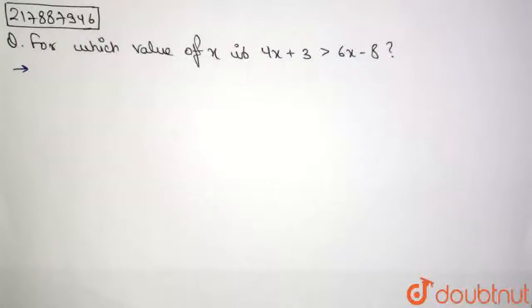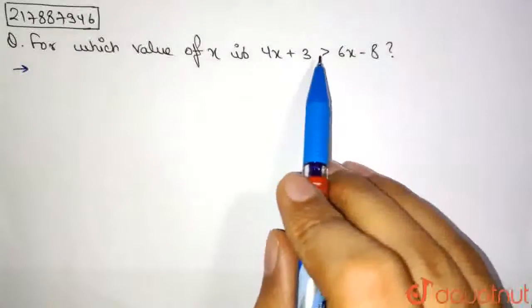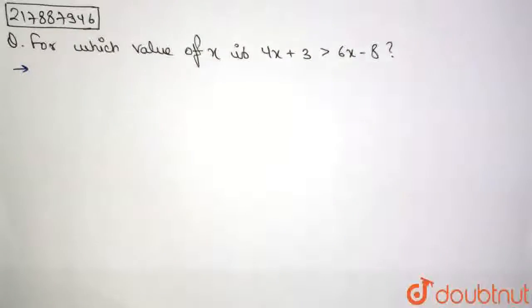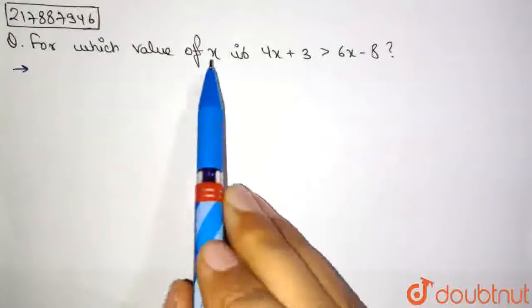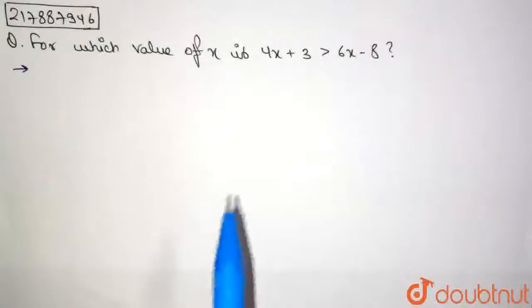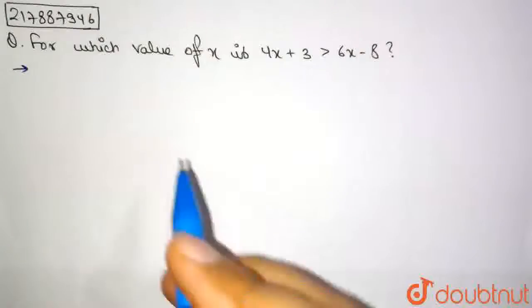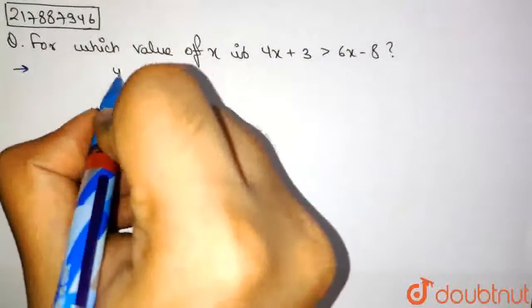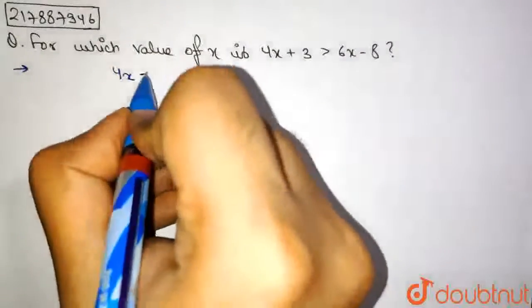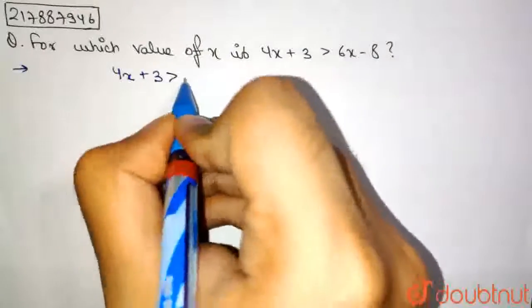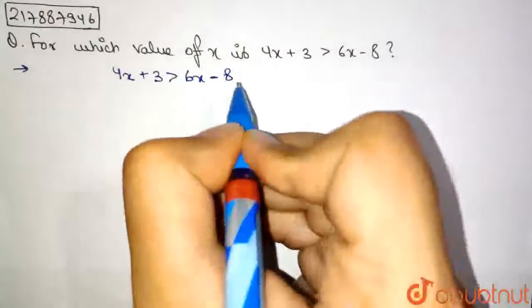Hello friends, welcome. The question states, for which value of x is 4x plus 3 greater than 6x minus 8? So this is a question of inequality because there is no equal to sign. Rather than that, there is a greater than sign. And we have to find the range of values of x for which 4x plus 3 is greater than 6x minus 8.